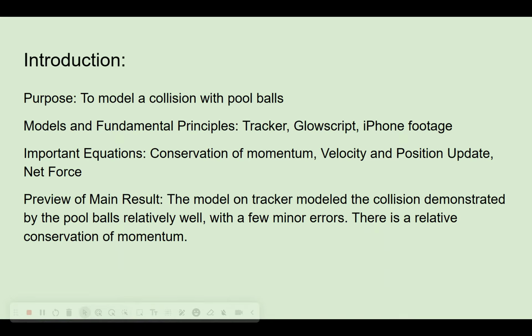Some important equations, which I'll show more later, are conservation of momentum, velocity and position update, and net force. A preview of the main result is the model on Tracker, and it models the collision to demonstrate the pool balls relatively well with few minor errors. There is a relative conservation of momentum.